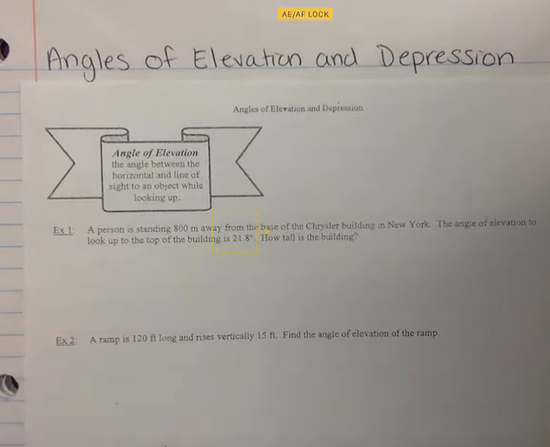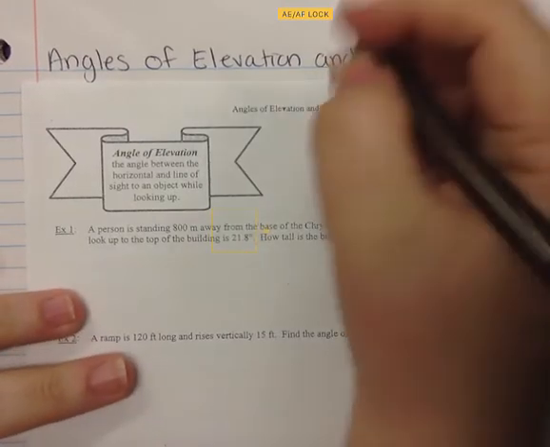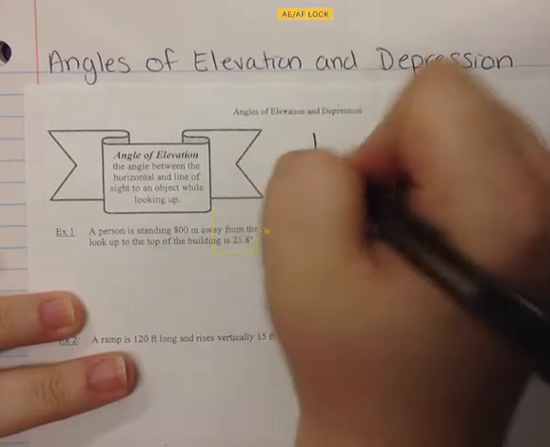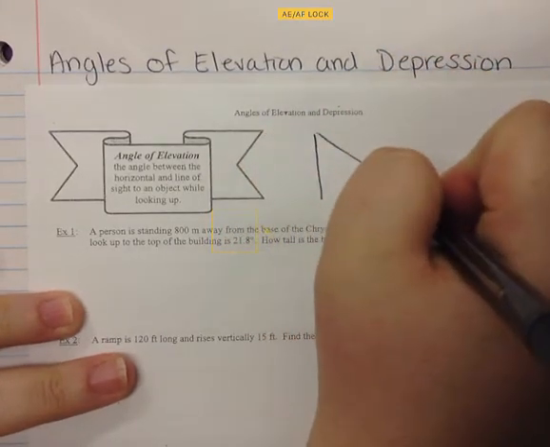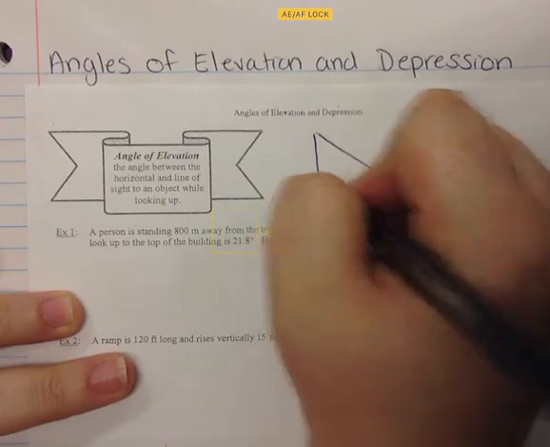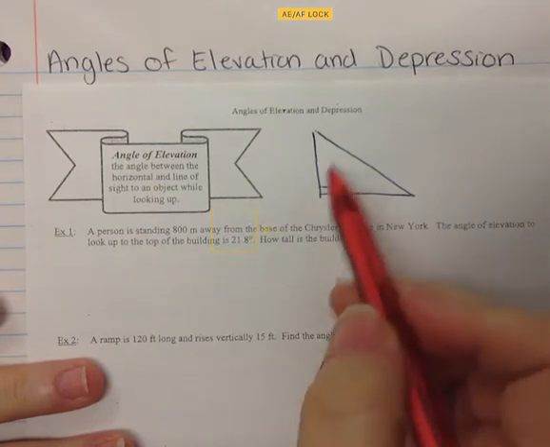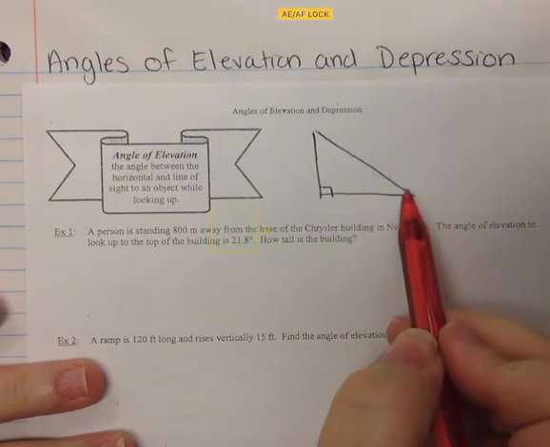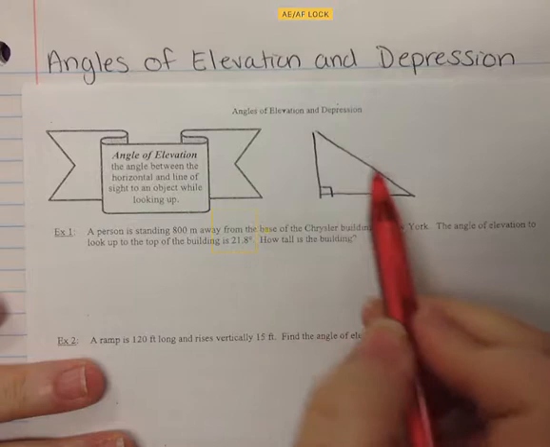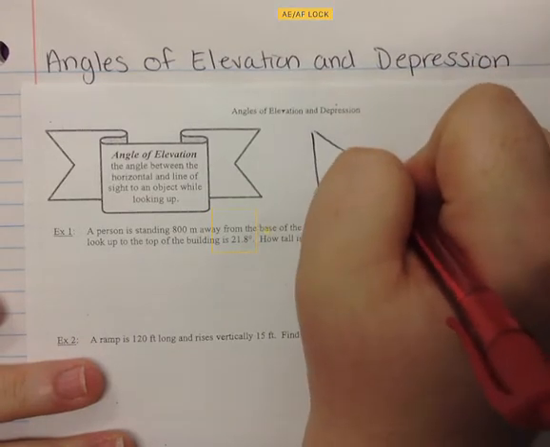So angle of elevation is the angle between the horizontal and line of sight to an object while looking up, since it's elevation. So if we're dealing with a right triangle, I'm just going to draw a basic right triangle. Your angle of elevation is between the horizontal line and your line of sight. So if someone is standing here, they could see something looking up. So our angle of elevation is located here.